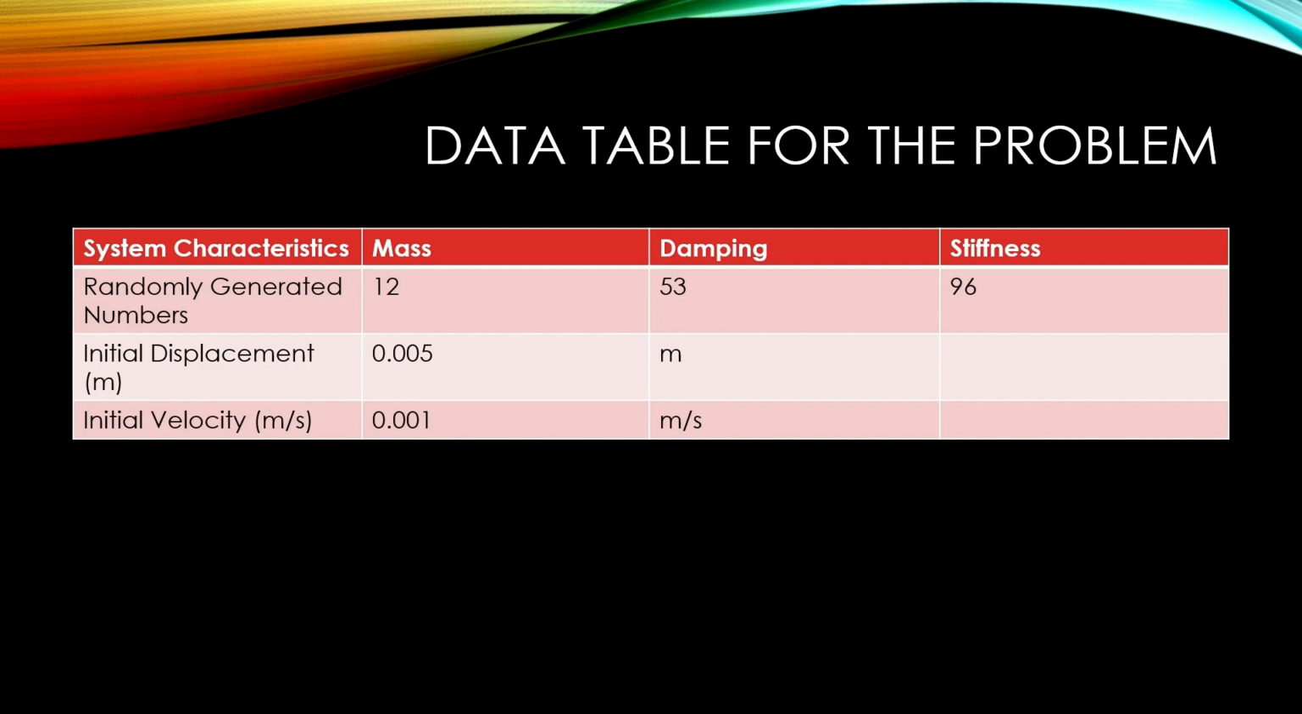Here's the data table. So for the constants for our spring mass damper system, we are going to use a mass of 12, a damping constant of 53, and a stiffness constant of 96. We're also going to, for the initial model, have an initial displacement of 0.005 and an initial velocity of 0.001.